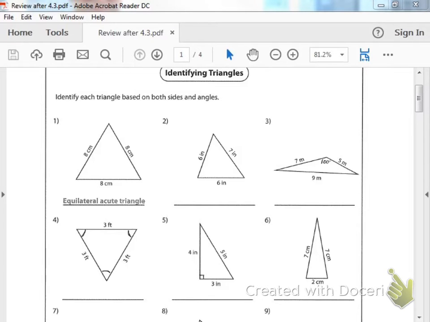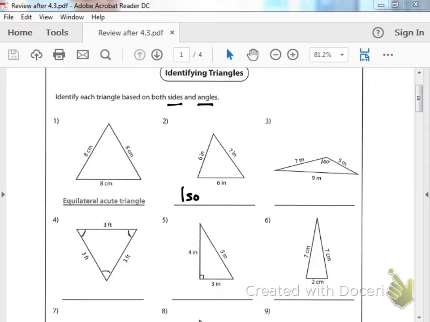Right, so page 1 from this review says to identify each triangle based on its sides and angles. We did the first one together. Remember, we said that it could be equilateral acute or equilateral equiangular. Either one is fine for this worksheet. I won't be too picky. Number 2. Any ideas?